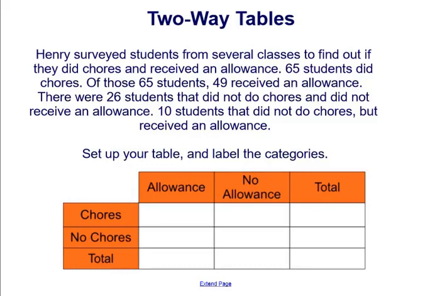So here we have the information that Henry studied students from several classes to find out if they did chores and received an allowance. 65 students did chores. Of those 65 students, 49 received an allowance. There were 26 students that did not do chores and did not receive an allowance, and 10 students that did not do chores but received an allowance. So the first thing we do is set up our table like so, and we label the categories.